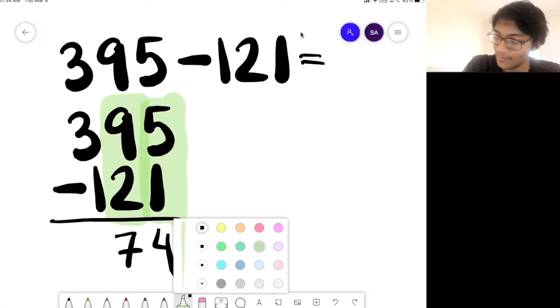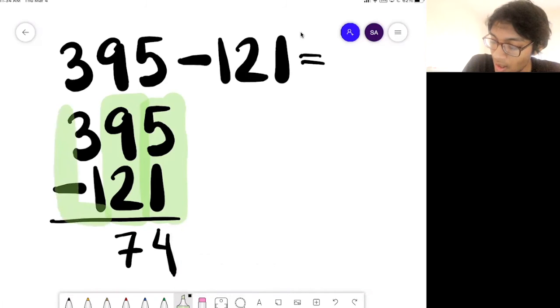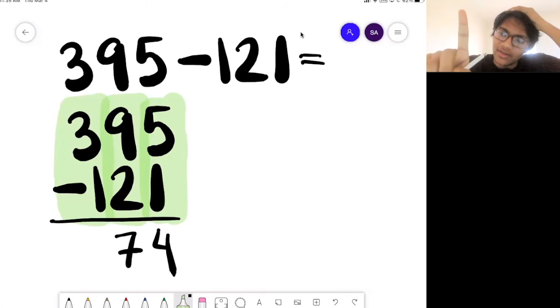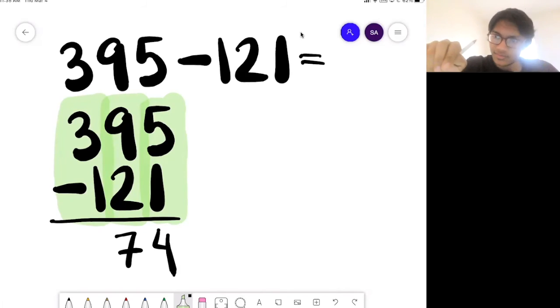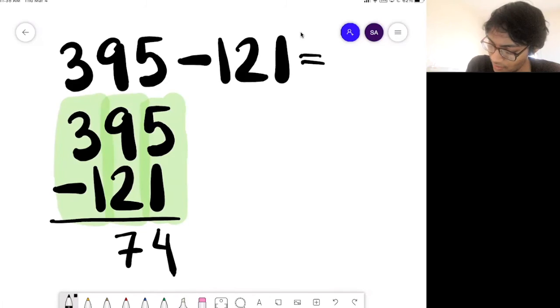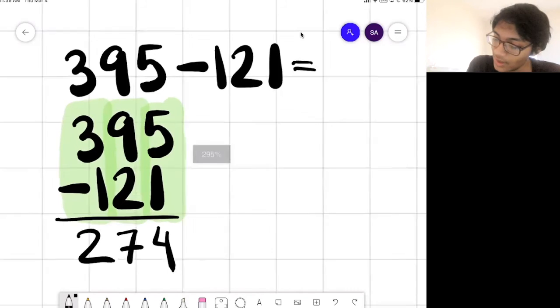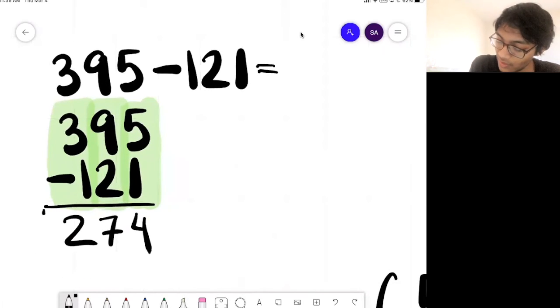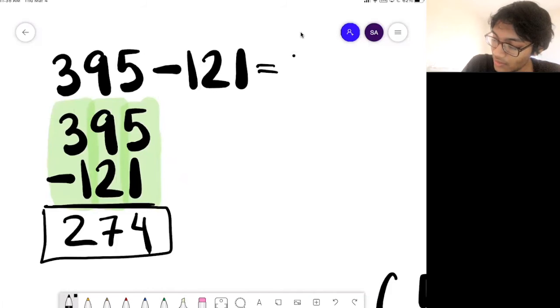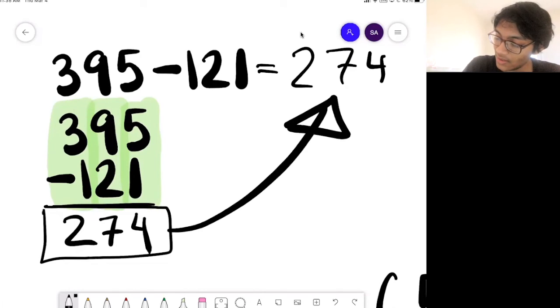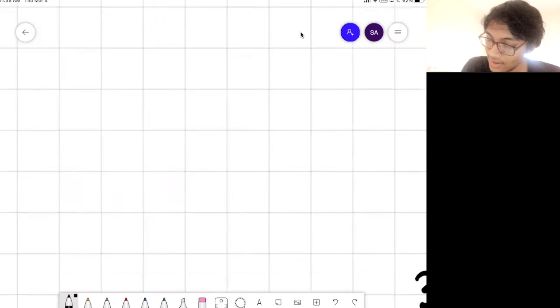Next column, I have 3 minus 1. So I have 3 in my head, put up 1 finger, 3, 2. So 3 minus 1 is 2. So 395 minus 121 is 274. Okay, so check that out. Let's do some more.